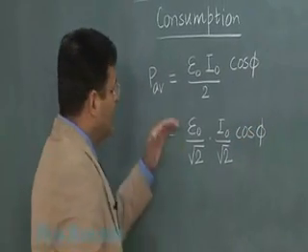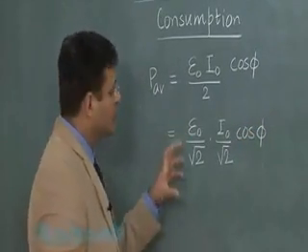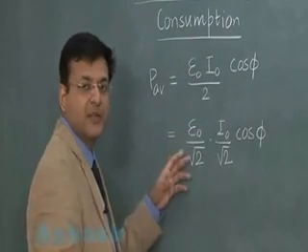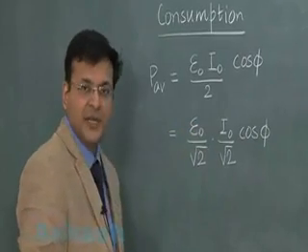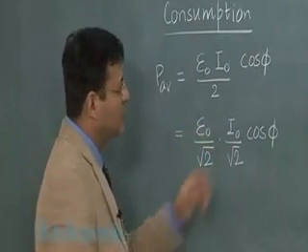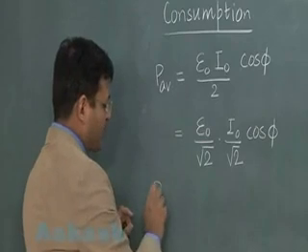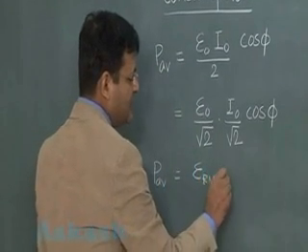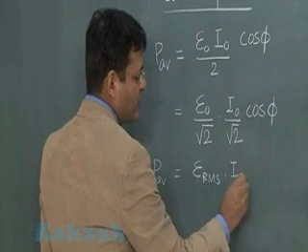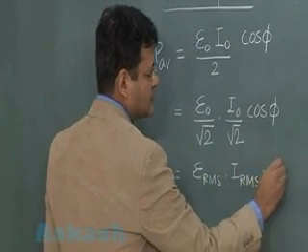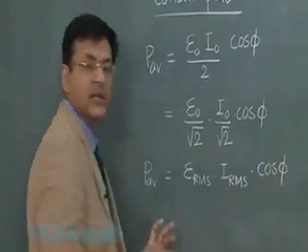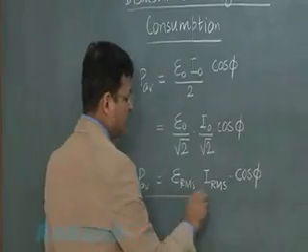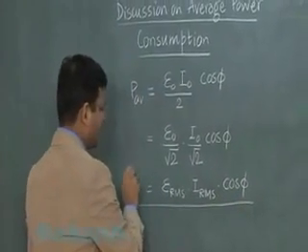And if you remember that E naught by root 2 was also equal to the RMS value of EMF. What is this E naught? E naught is essentially the peak value of EMF, and I naught is the peak value of current. So if you are dividing it by root 2 and root 2, that makes it E RMS into I RMS into cos phi. You understand? So this is the modified expression of average power you have got. This is the kind of expression you can say all the time you are using.